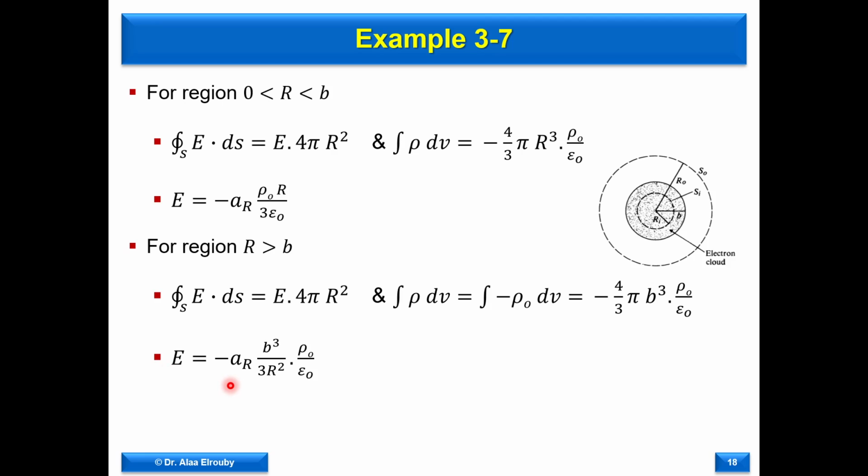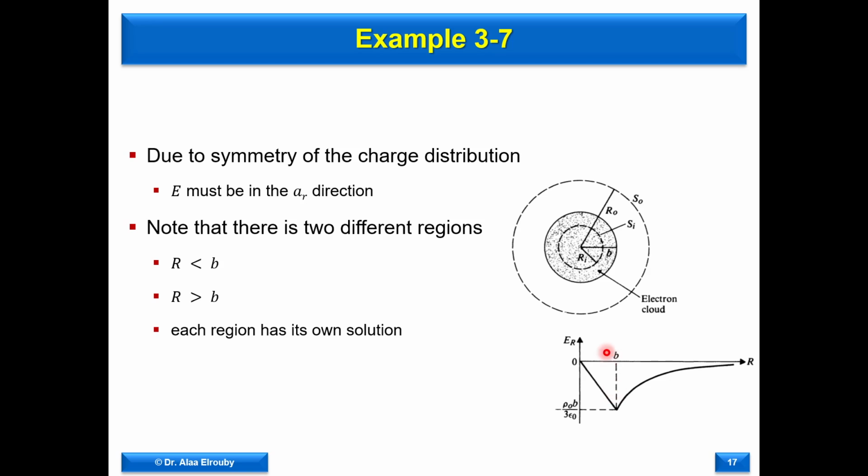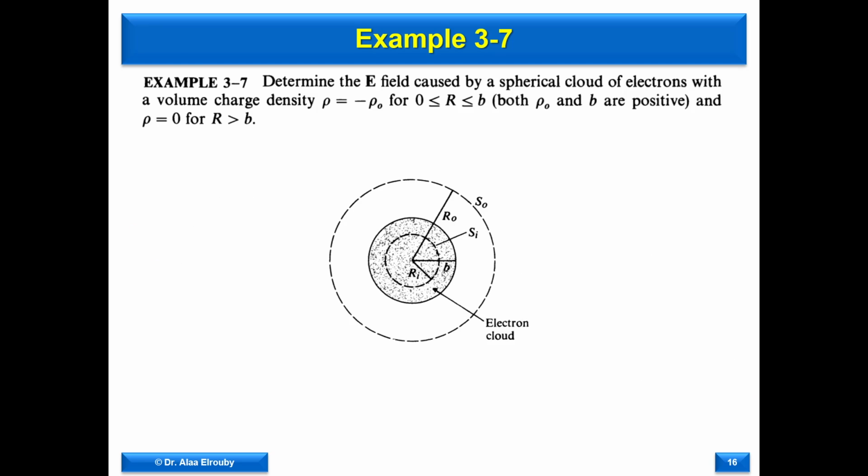It will give us the electric field in region number 2, and we would have this shape. In region number 1 we have this linear variation of the electric field. Then it increases till it reaches radius b, then it starts to decrease as we go further, until it reaches 0 when we are very far from the cloud of charges.